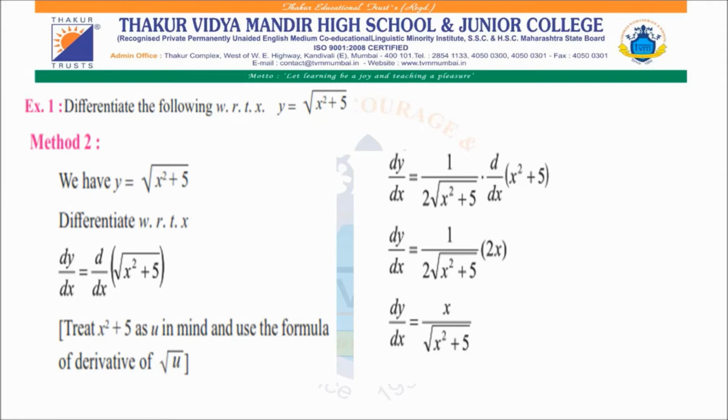So 1 upon 2 under root of x square plus 5 into 2x. 2 and 2 will be cancelled out. We get dy by dx equals x upon under root of x square plus 5. Okay, the method is same. Either you suppose the function as another function u, or you can directly do the differentiation by using the formula which I have explained in the video earlier.